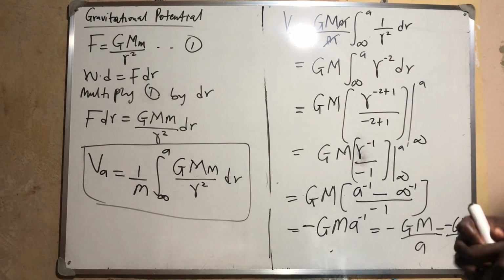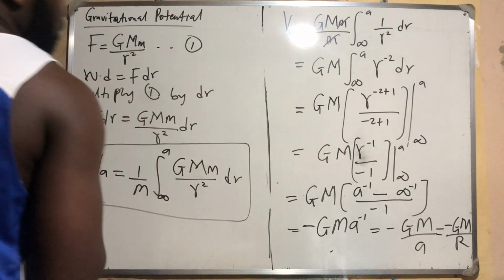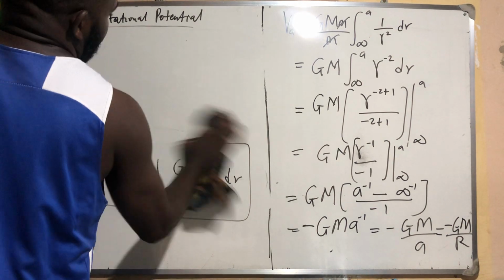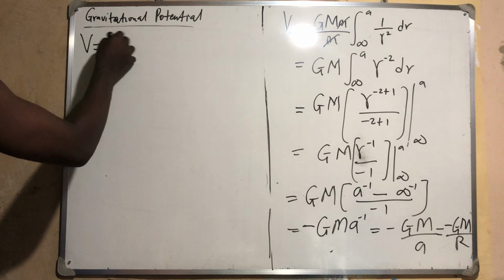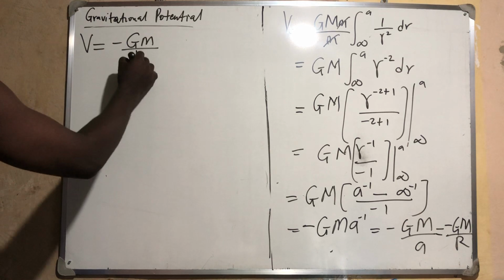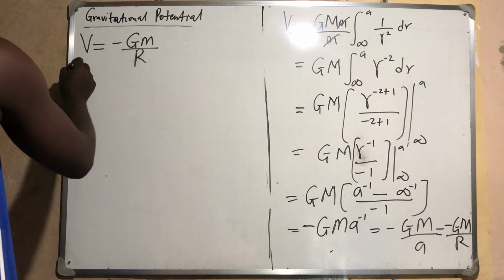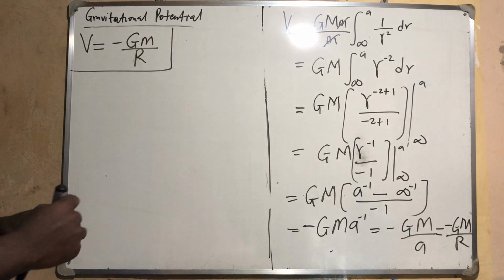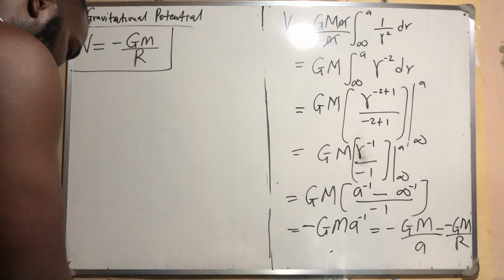R. So very, very important, you need to know this formula: the formula for gravitational potential is minus GM over R. The formula for gravitational potential, V, is equal to minus GM over R. Sorry, over the radius of the earth. So even if you don't understand this whole derivation, just know that the gravitational potential is given by minus GM over R.